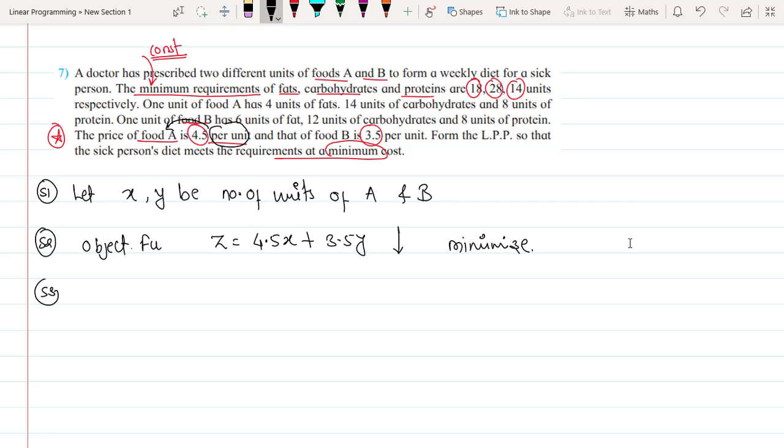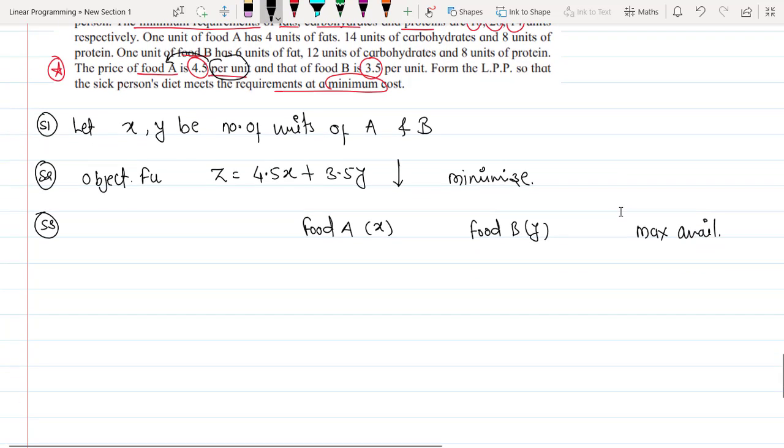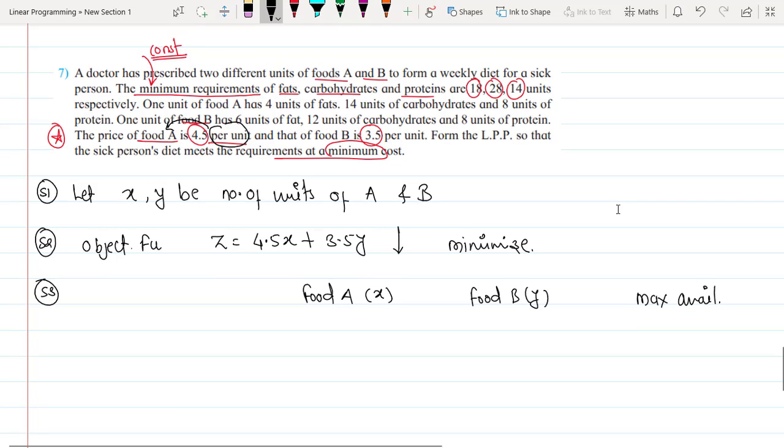Step number 3 is what? Constraints. So for constraints, let's have the table now. Of course x and y will be your columns. So food A, which is x, and food B, which is y, and the maximum availability. Let's see whether it is maximum or minimum availability. So what are the constraints on fat, carbohydrates and proteins? We have fats, we have carbs, carbohydrates, and we have the proteins.